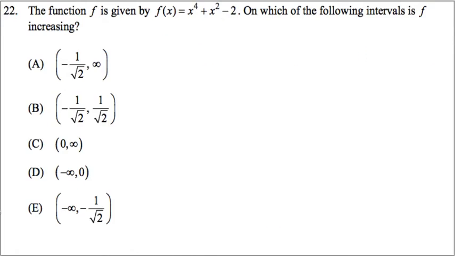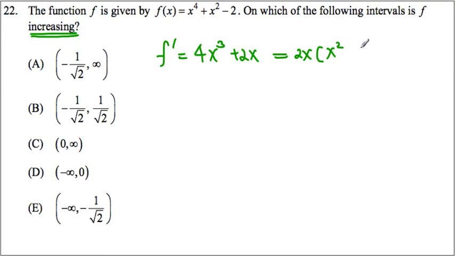All right, number 22. So we have this function given where f is increasing. The fact that it is increasing, then we have to look at where f prime is positive. Let's try to find f prime. Here we have 4x cubed plus 2x, and that becomes 0. To factor this one, we have 2x and we have x squared plus 1.